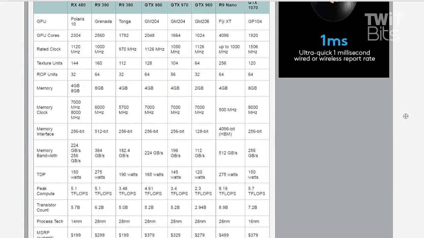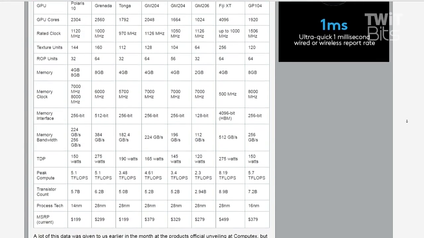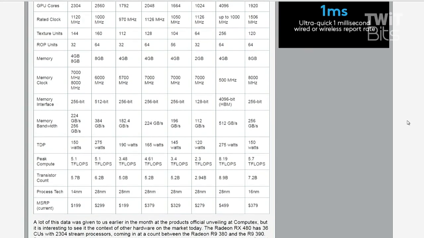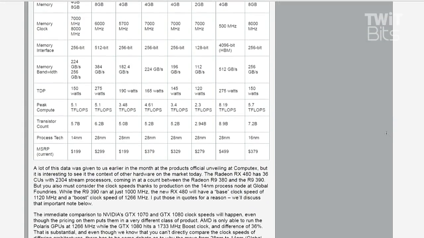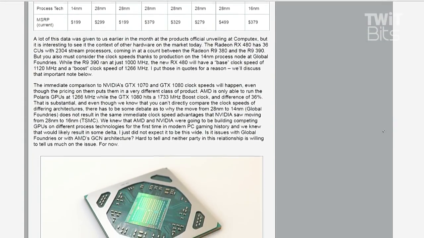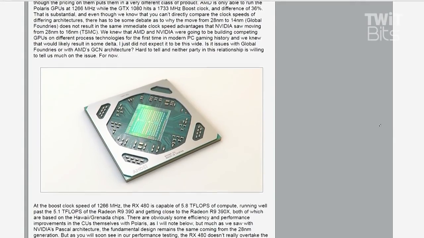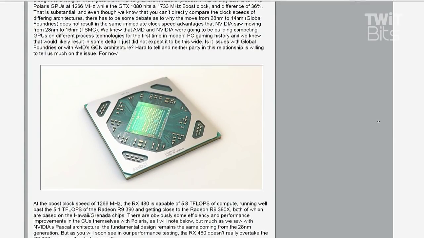There's 4 gig and 8 gig variants that have slightly different memory speeds. 150 watt TDP and a $199 price tag for the 4 gig variant and $239 for the 8 gig variant. So specification-wise, it's a pretty impressive product for the price point. And competing with the R9 390 and the GTX 970.